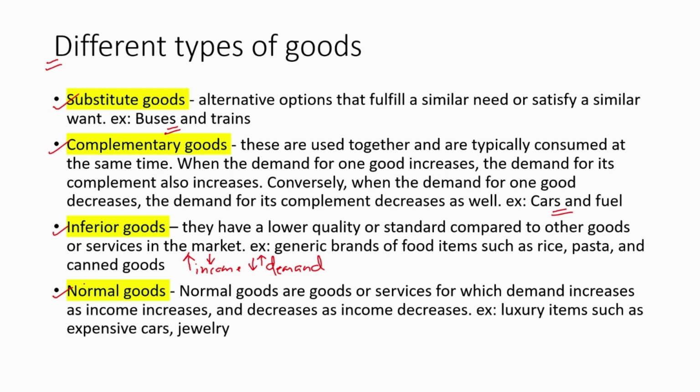Normal goods. Normal goods are goods or services for which demand increases as income increases and decreases as income decreases. For example, luxury items such as expensive cars and jewelry. Under normal goods, income level and the demand for normal goods have a positive relationship, which means as the income increases, the demand for normal goods will increase. As the income decreases, the demand for normal goods will decrease.